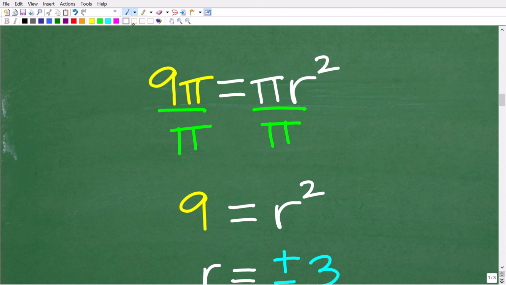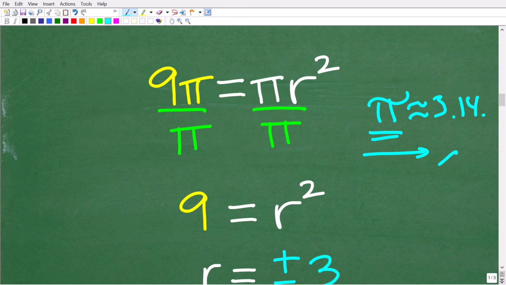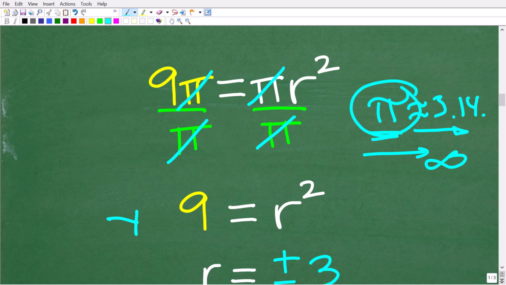The first thing we want to do is divide both sides of the equation by pi. Don't let this symbol confuse you. This is simply a number, a constant, that represents approximately 3.14. But the decimal goes out to infinity, so we simply use this symbol to represent all the digits of pi. We divide both sides by pi because we can get rid of these pi's, leaving us with 9 is equal to r squared.